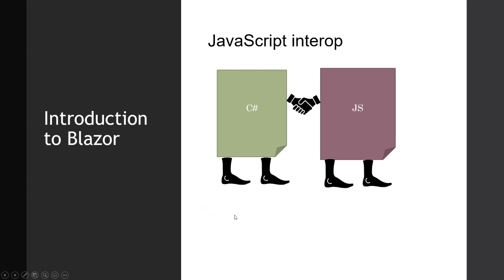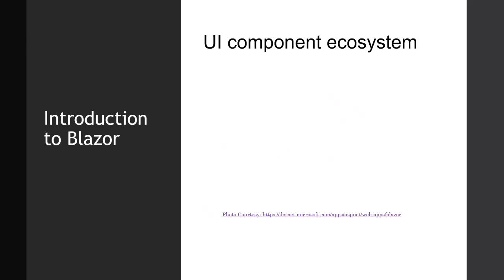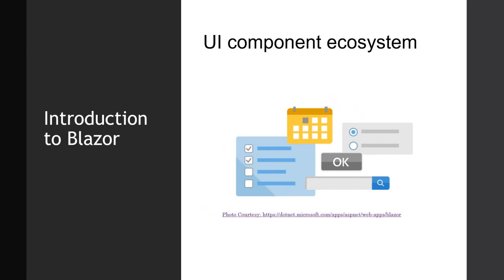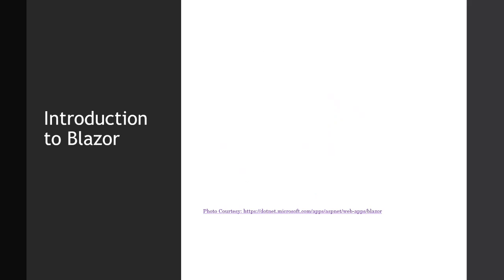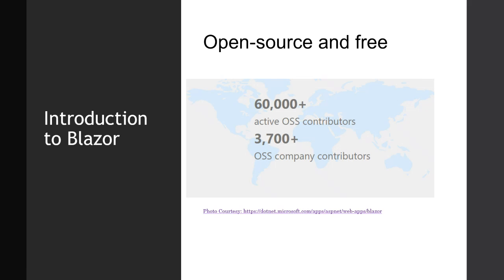So you can put some JavaScript function, and C# will be able to interact with the JavaScript code, JavaScript script blocks, and JavaScript can also interact with C#. So that functionality is there. And then it is a UI component ecosystem, and it has got a large community.